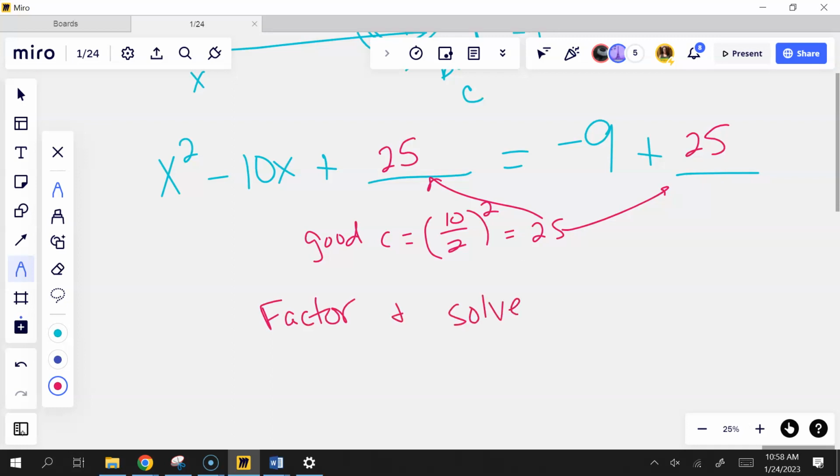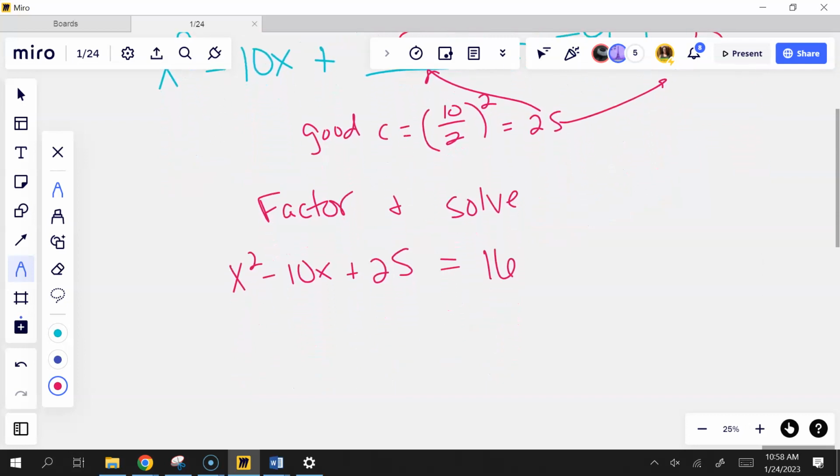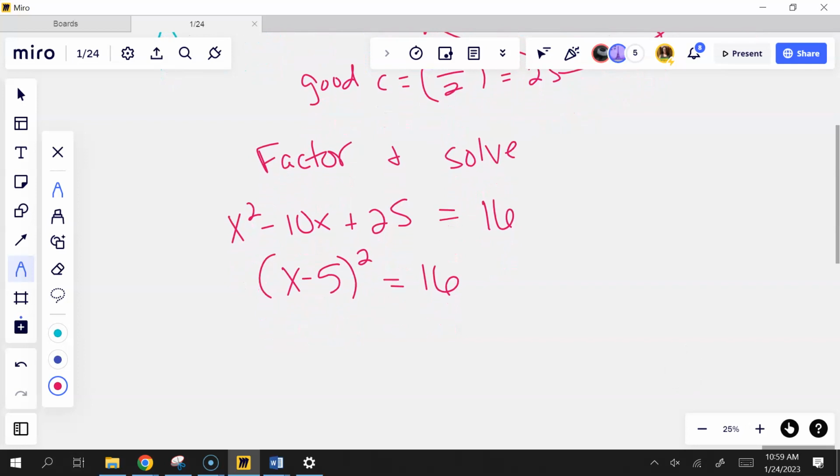So my equation now looks like this. x squared minus 10x plus 25 equals, what's negative 9 plus 25? Yes or no? Everybody good? Factor the left, what's it look like? x minus 5 squared. How do you solve that? Square root it. That's exactly right.